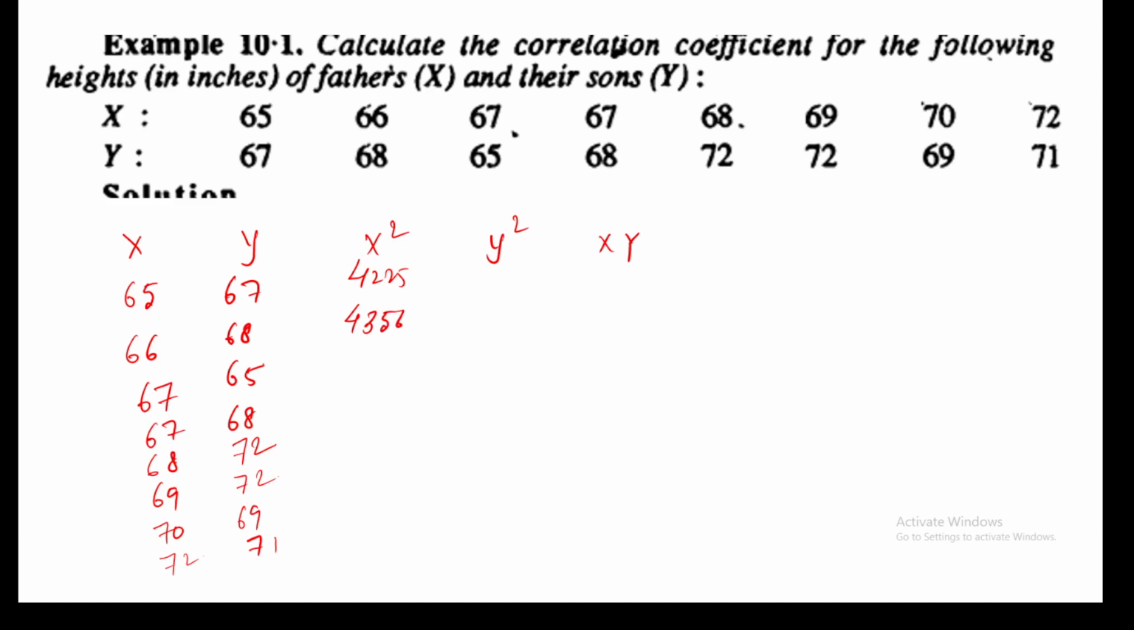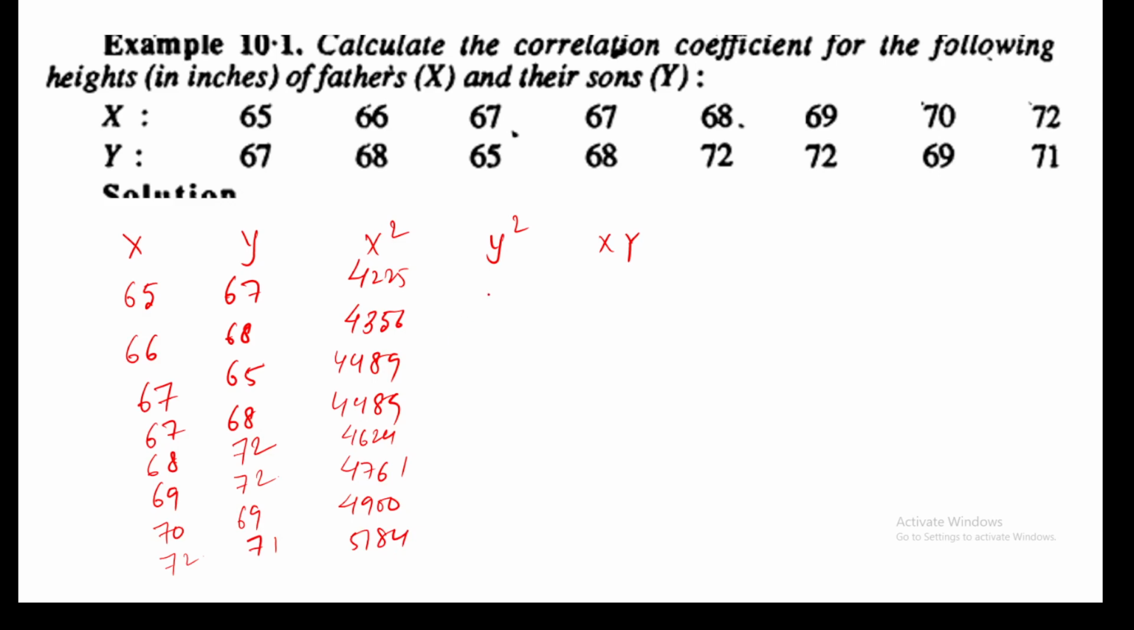Let me see with the calculator. 67 square will be 4489. 68 square is 4624, and 69 square will be 4761. 70 will be 4900. 72 will be 5184.